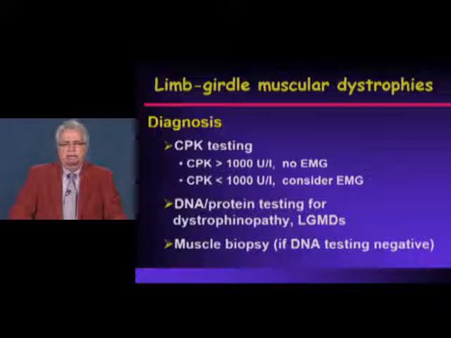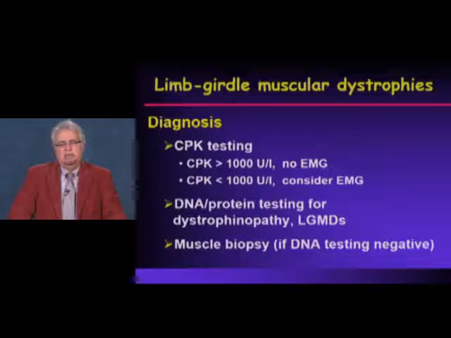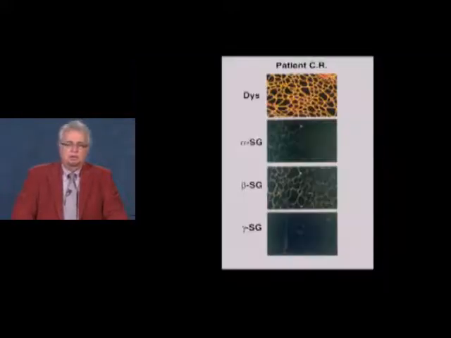We tend to perform genetic testing. Initially, if we have somebody who has a CPK in the thousands, if it's a boy, we have to exclude dystrophinopathy, of course. And if that's negative, we do LGMD DNA testing, usually a panel of genes. And if that's negative, we may proceed with a muscle biopsy for histological analysis, but also for immunohistochemistry.